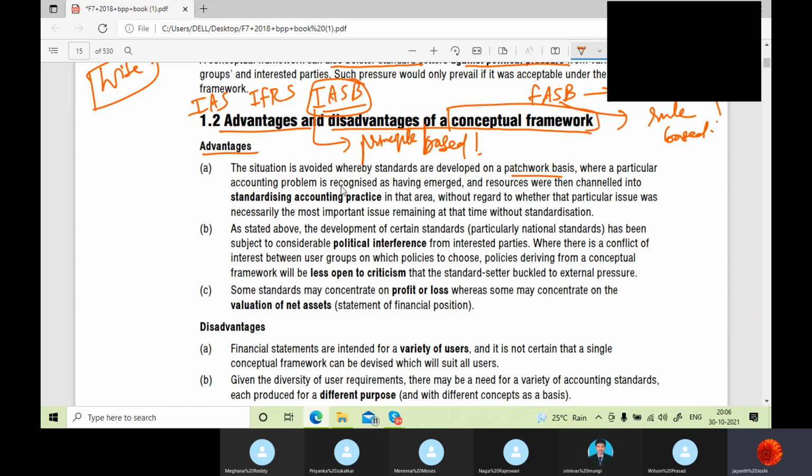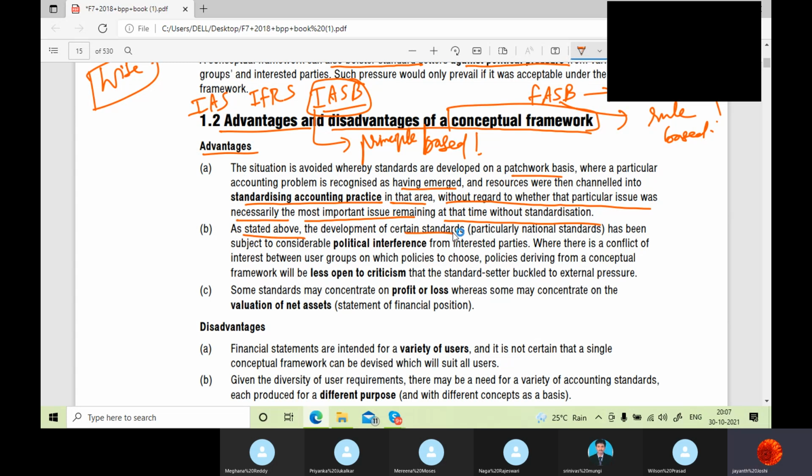Where a particular accounting problem is recognized as having emerged and resources were then channeled into standardizing accounting practice in that area. That means you need not wait for all the causes and effects. Directly this is available, we can make it, without regard to whether the particular issue was necessarily the most important issue remaining at that time without standardization. That means there are many irrelevant things which will come in your way. You cannot consider all the data for development of the standards. It will take a lot of time. So it is better if you have a conceptual framework, you can make your standards with ease.